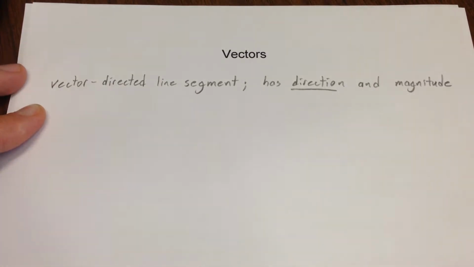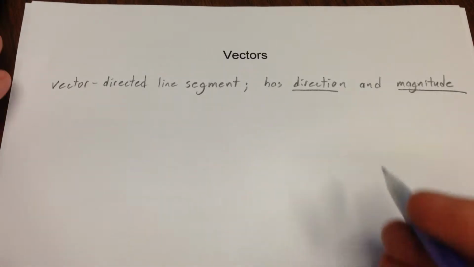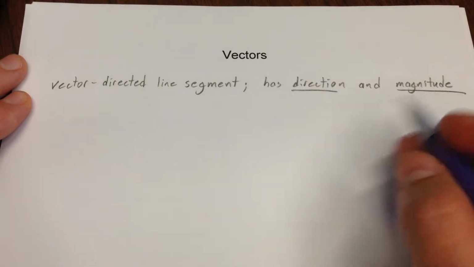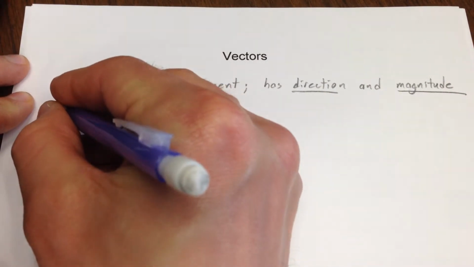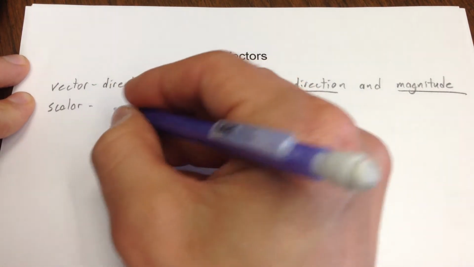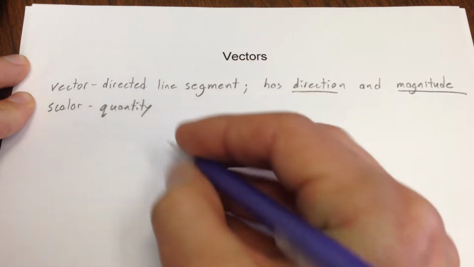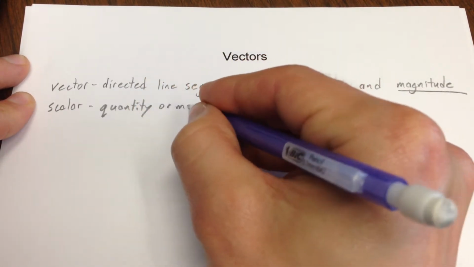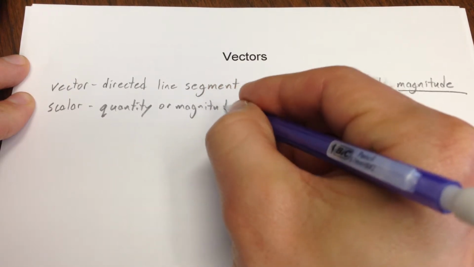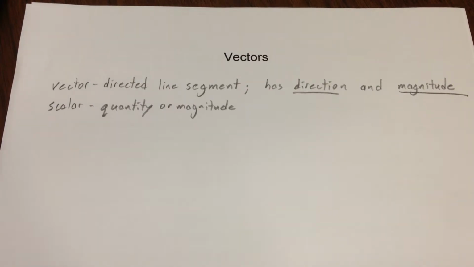So examples of that might be something like velocity, a force, something like that, where you know which direction the force is pushing and how far the force is going. The other thing that's sort of central to vectors are scalars, and a scalar is a quantity, or you could say just a magnitude. So if something was 18 pounds, you would just know that quantity, or heat or something like that.